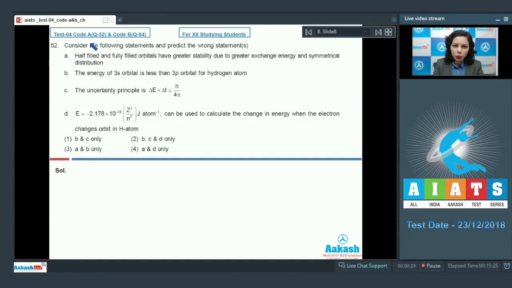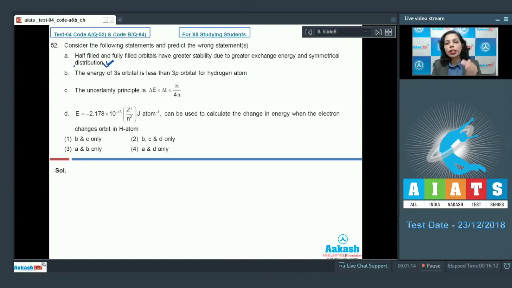Now, question number 52. Consider the following statements and predict the wrong statement. Basically, in this case, we have to read all these given statements, and on the basis of this, we will choose our correct option. Let's check statement A. Half-filled and fully filled orbitals have greater stability due to greater exchange energy and symmetrical distribution. We all know that it is a true statement because in case of half-filled and fully filled orbitals, there would be greater stability, and that is due to greater exchange energy and symmetric distribution, so the statement is correct.